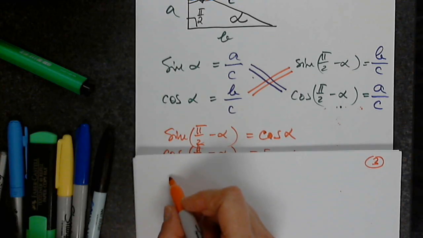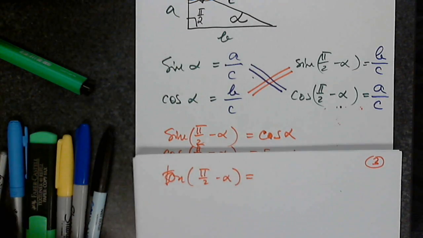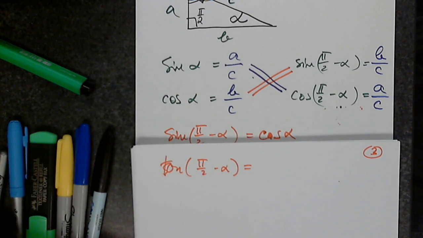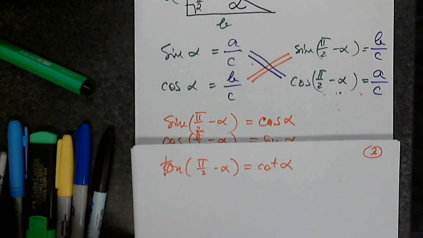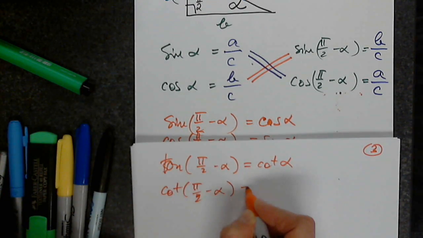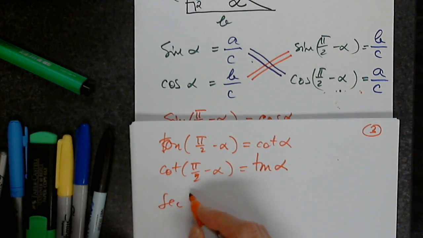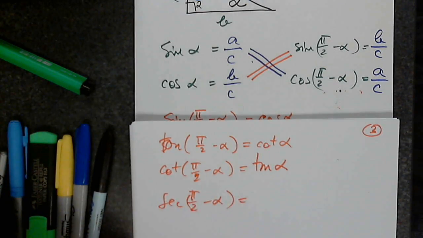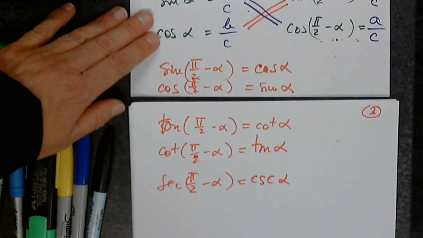If I were to ask you, let's say, tangent of pi over 2 minus alpha, what will you say? What do you think? Just a wild guess. Tangent of pi over 2 minus alpha is the cofunction of tangent, which is cotangent alpha. Now, what if I ask you cotangent of pi over 2 minus alpha? What will you say? Very good. What if I ask you secant of pi over 2 minus alpha? Cosecant alpha. And the last one, what is the last one that I didn't ask yet?